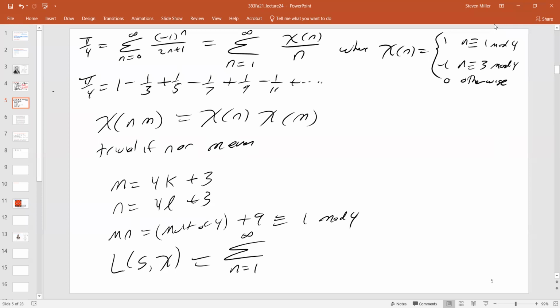N goes from 1 to infinity of chi of n over n to the s. And it turns out this is the same as the product over primes of 1 minus chi of p over p to the s, inverse. And again, there are many more L functions that you can study than just this. But it's telling us that pi over 4 can be viewed as a special value of this L function.